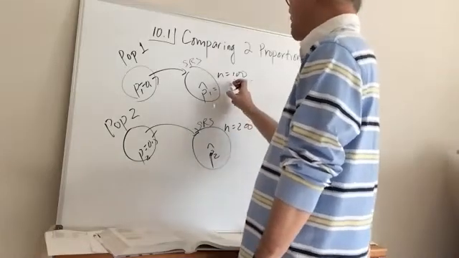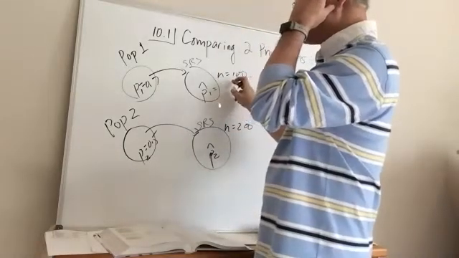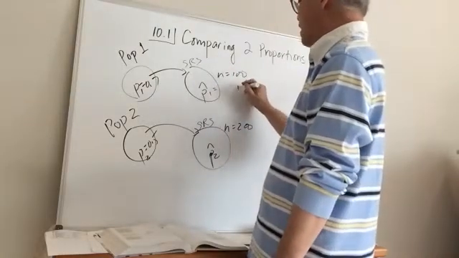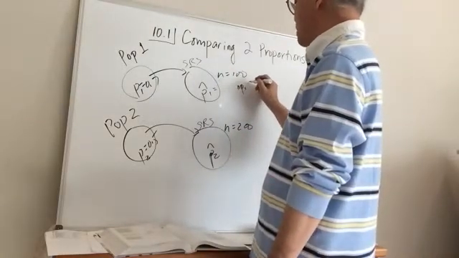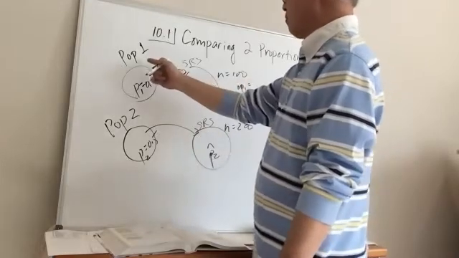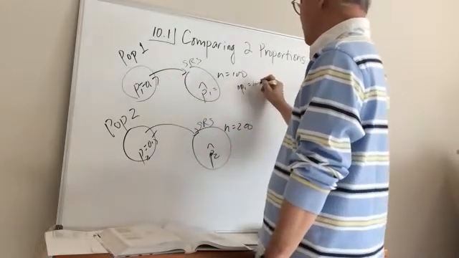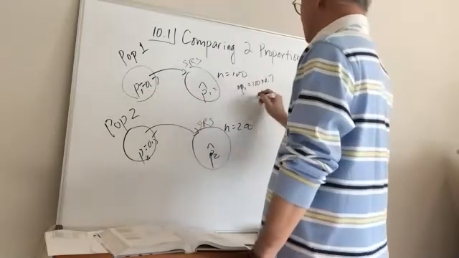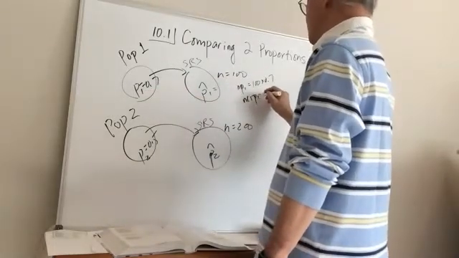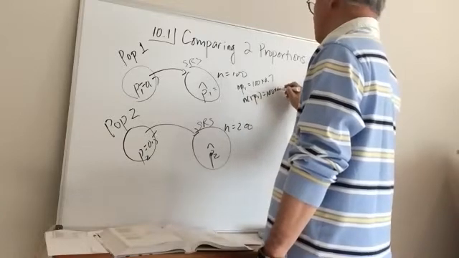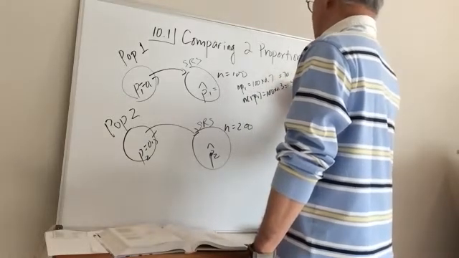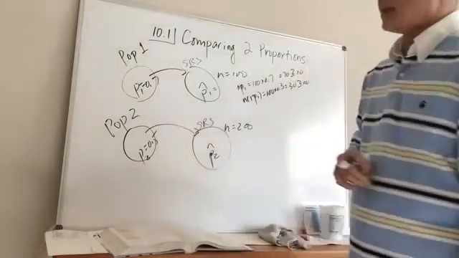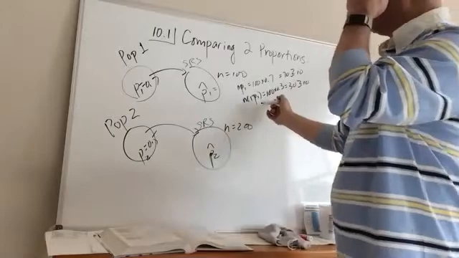Do I satisfy the large counts here? Simple random sample, less than 10%. The np1 is equal to what? n was 100 times p1 was 0.7, right? And n times (1 minus p1) is going to be equal to 100 times 0.3. 70 and 30 are both greater than 10. So we satisfied the large counts for this one.